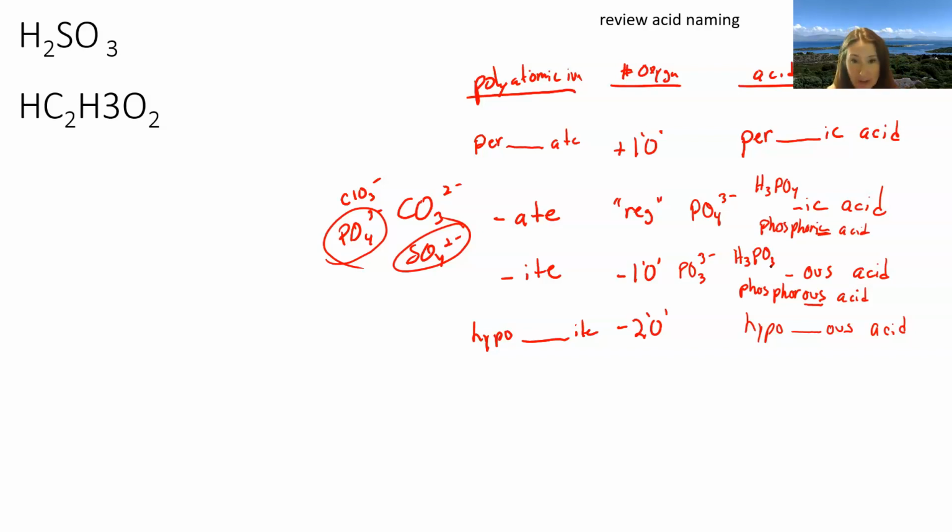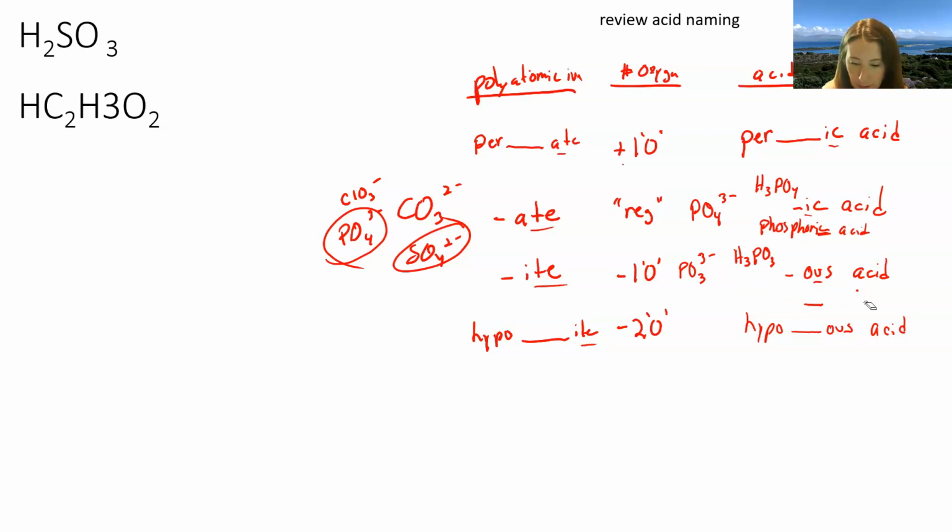And so this is that sliding scale I keep talking about. You have to know how to use it. It makes your life so much easier. You just have to remember, ate is regular. Memorize anything that ends in ATE. You just have to know those. Ite means lost an oxygen. Hypo-ite, lost 2 oxygens. Per-ate, gained an oxygen. When we have acids, ates always become ics, ites become ous's.